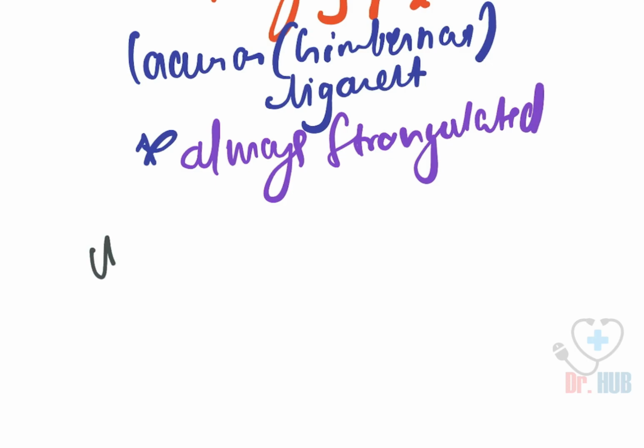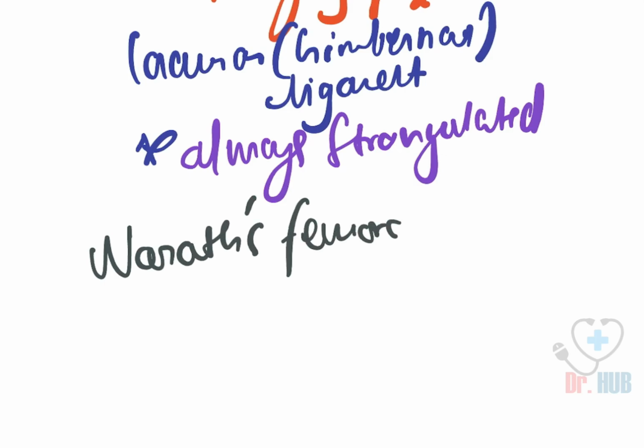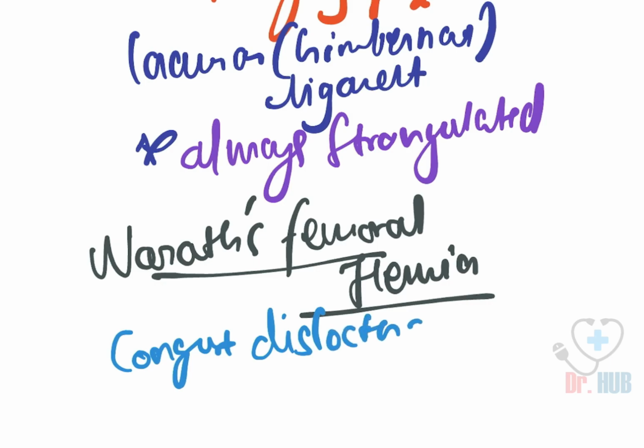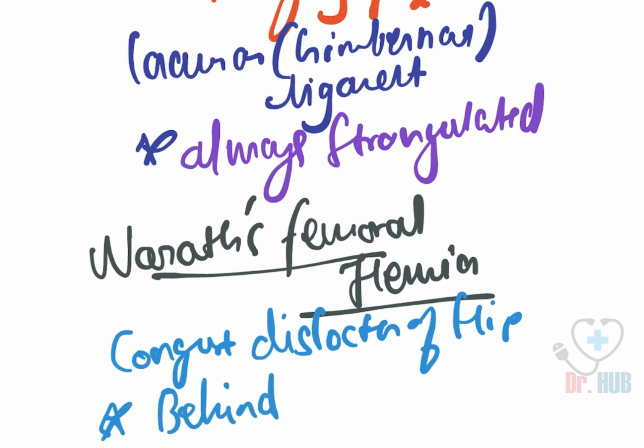Next, we look at the Narath's femoral hernia. Narath's femoral hernia is seen in patients with congenital dislocation of the hip, and it is behind the femoral vessels. This is nothing but the Narath's femoral hernia.